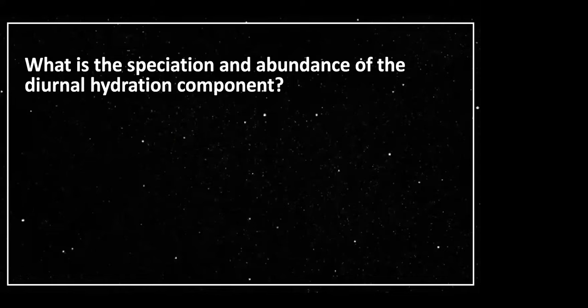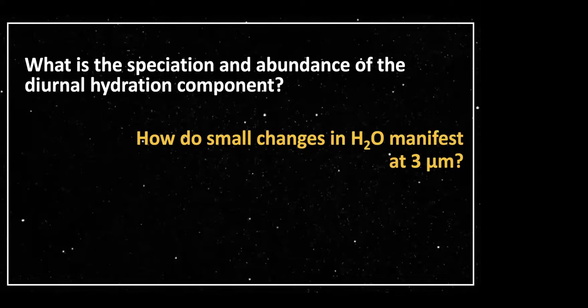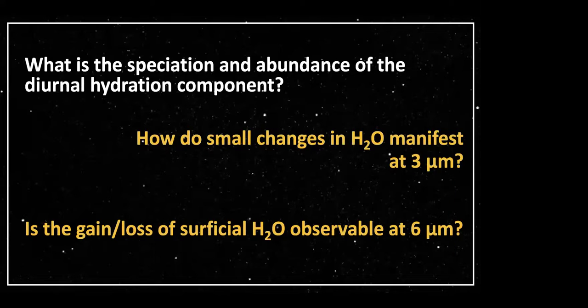So I, like many people, I'm really interested in what the speciation and abundance is of hydration on the surface, but particularly that diurnally varying component that I had mentioned earlier. And so through coordinated lab studies, I was hoping to answer 2 questions. I wanted to understand how small changes in water manifest at 3 microns. And then I also wanted to see if the loss and gain of superficial water was going to be observable in the 6 micron region, to test out whether coordinated observations truly would help us, especially targeted repeat observations, help us figure out what is coming and going throughout the lunar day.